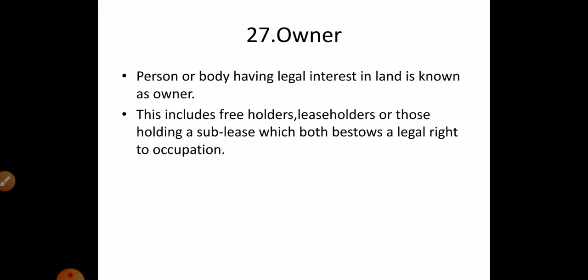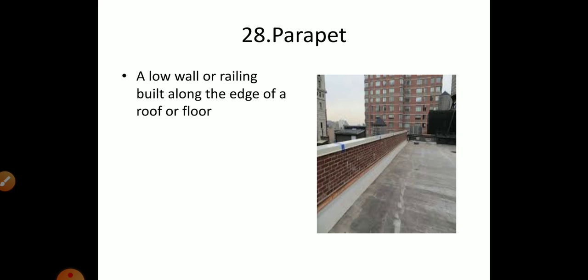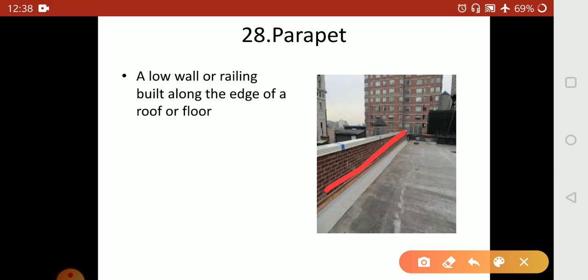Okay, the next part is the parapet. We all know what a parapet wall is. It is a low wall or railing built along the edge of the roof or the floor. It is called a parapet wall. You can see here, this is a parapet wall.